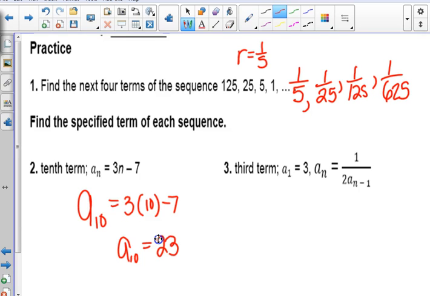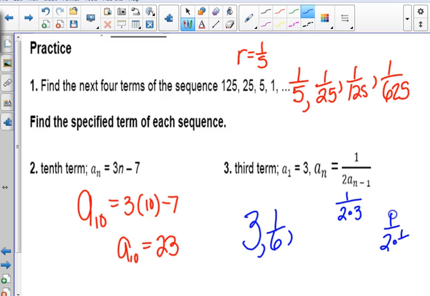Third term on number 3. Is that as easy? No. What's the first term? 3. Then it says you take 1 over 2 times that term, which was 3, so you get 1/6. Then it says to put that back in, 1 over 2 times 1/6. So what's 2 times 1/6? 1/3. What's 1 divided by 1/3?